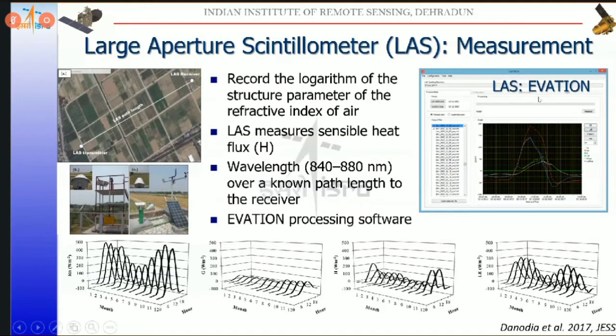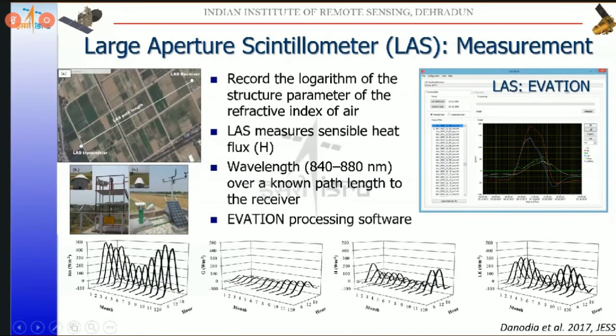In the evaluation software we can generate the file for latent heat flux, or evapotranspiration measured value. These show a diurnal pattern of the data sets which we have already published, and this is the data of 2014-15. As mentioned, months 1 to 12 start from the Kharif season from June to the next May, a complete Kharif and Rabi season combined, and it clearly defines the net radiation, soil heat flux, sensible heat flux, and latent heat flux.